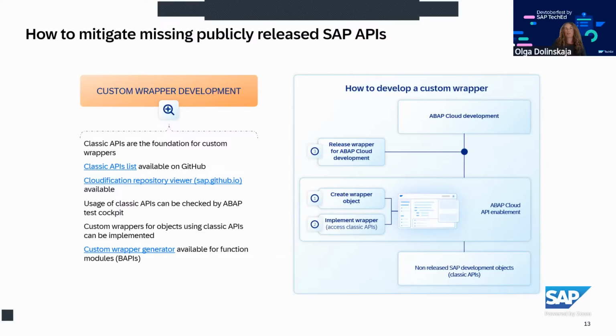The usage of classic APIs can be checked by ABAP Test Cockpit, and you can implement your own custom wrappers. There is also a custom wrapper generator available for function modules and BAPIs, and it can be used to automate the custom wrapper implementation. This is the transaction ACO proxy in SAP GUI, and you have here the link to the corresponding blog post by our colleague, Andre Fischer, which explains in detail how to use ACO proxy to generate the custom wrappers.